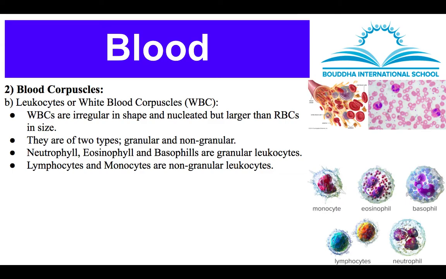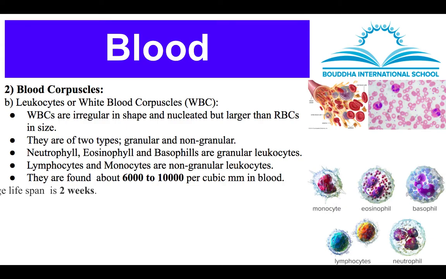WBC is found in less number, around 6,000 to 10,000 per cubic millimeter in blood. But RBC, if you remember, was found 45 to 50 lakh per cubic millimeter in blood. So RBC is found in the maximum number in blood, but WBC is found less in number. And the average lifespan of WBC is just 2 weeks, meaning it survives around 15 days, whereas RBC survives 90 to 120 days. So this can also be another difference.